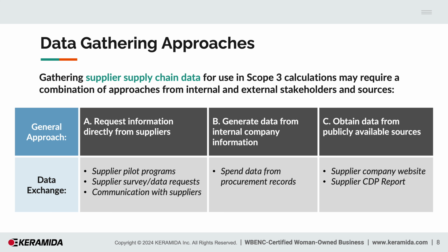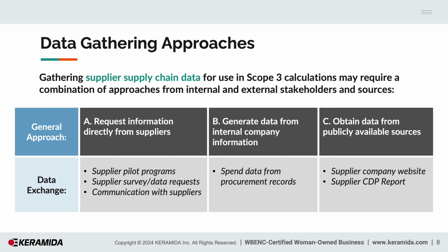Another approach is to gather data from your internal company records. So as I mentioned just a second ago, starting with spend data approach. So that is really gathering your procurement records from your procurement team on total spend by category, by vendor, to assess your company's activities and where you're spending money on.